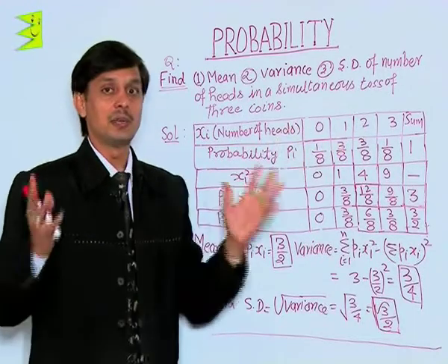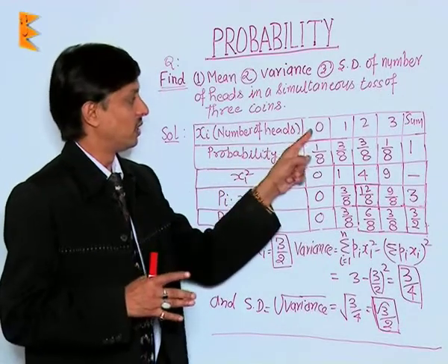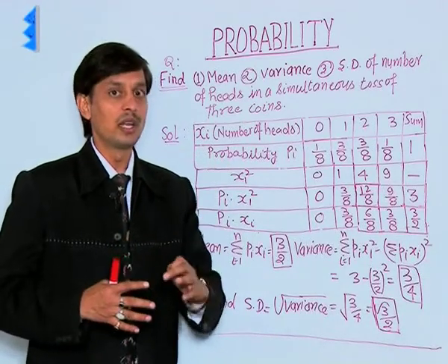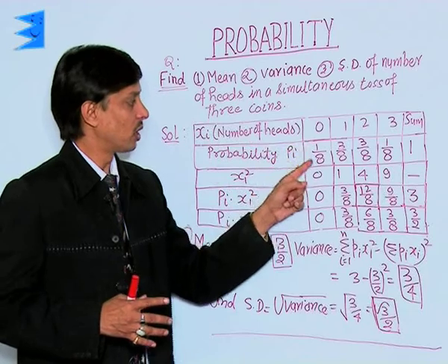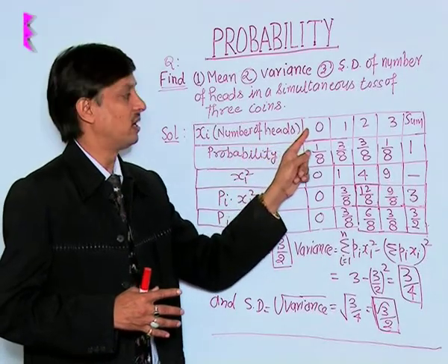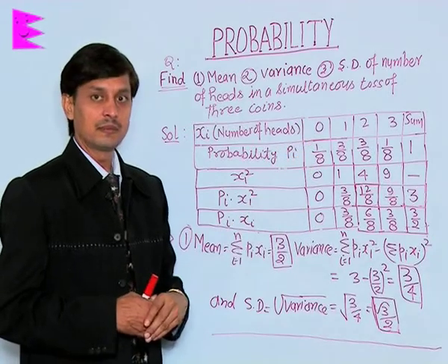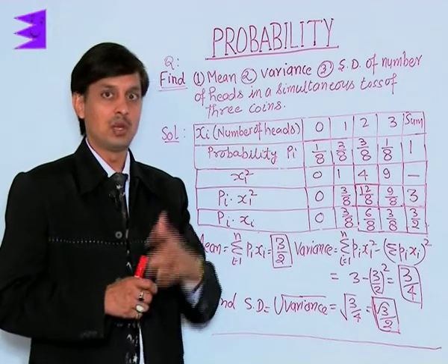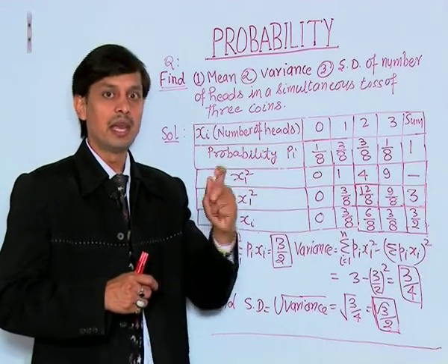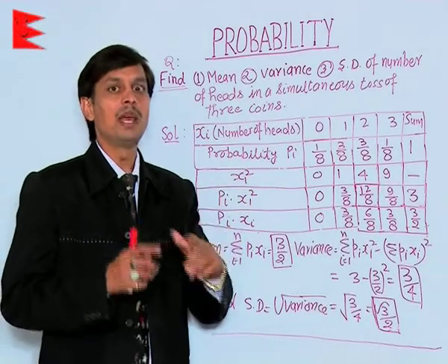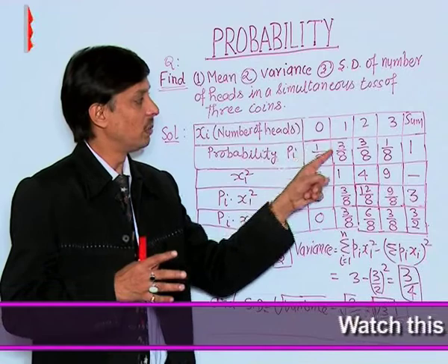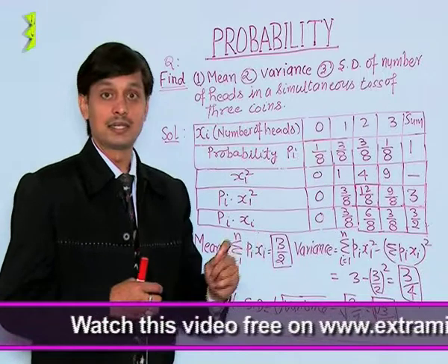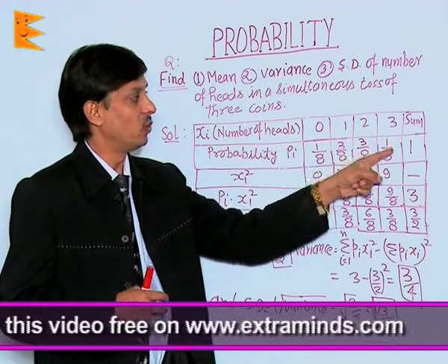If there are 0 heads, it means there is no head, otherwise we can say all tails. All tails is only one situation out of 8. So the corresponding probability of getting 0 heads, or all tails, is 1 by 8. Then for getting 1 head we have 3 situations: on the first coin may be head, the other 2 are tails; on the second may be head, the other 2 are tails; on the third likewise. So it is 3 by 8. Getting 2 heads is 3 by 8. Getting all 3 heads is 1 by 8.